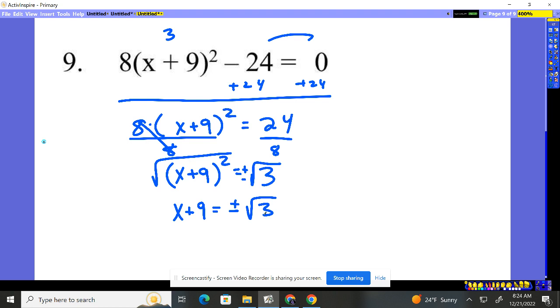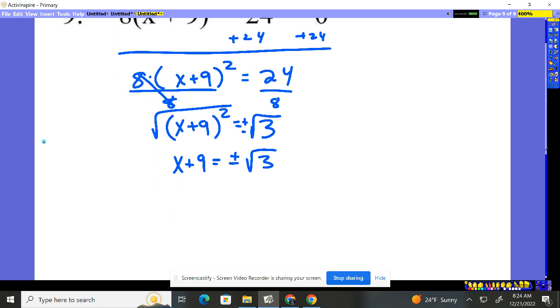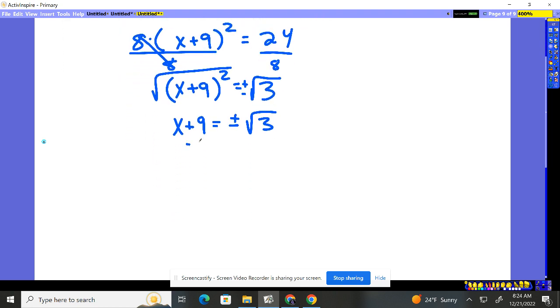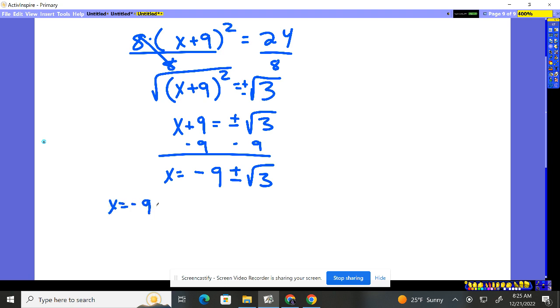Now, solving this, we've got to move the 9 over. So I'm going to subtract 9, and I'm going to write it this way. x is equal to negative 9 plus or minus square root of 3. That's the way I would write my answer. Or if you want to separate it, negative 9 plus the square root of 3, and the other piece, negative 9 minus the square root of 3.